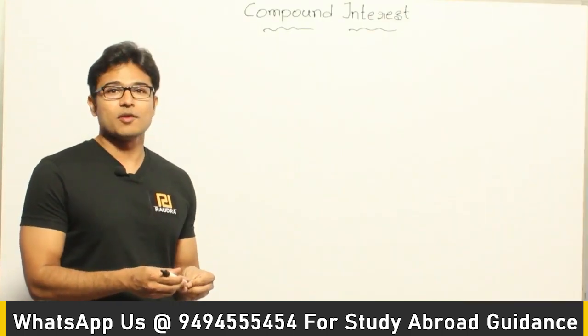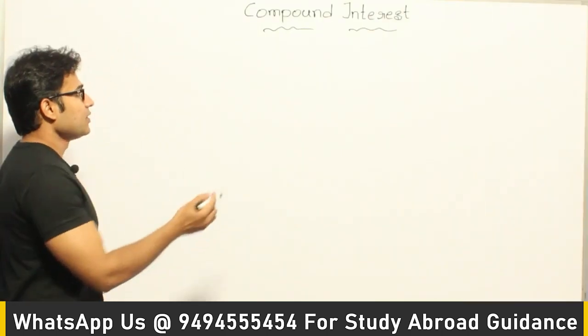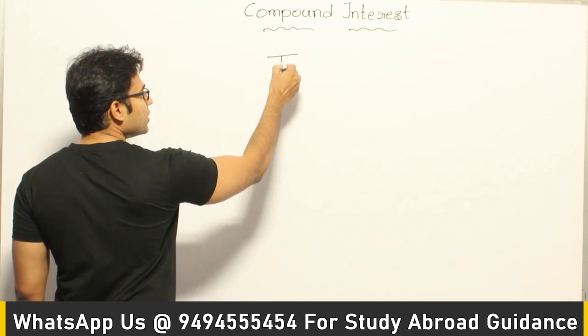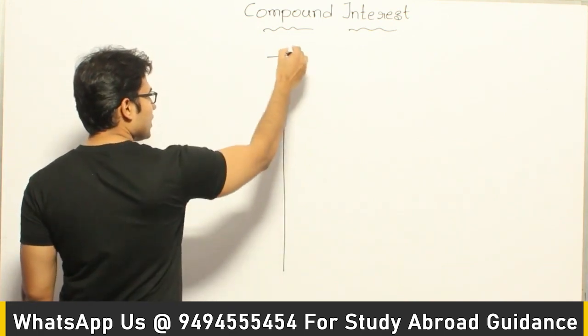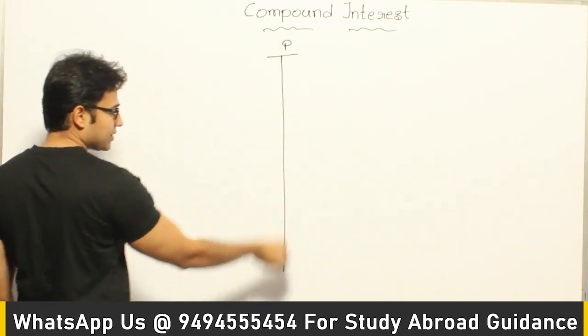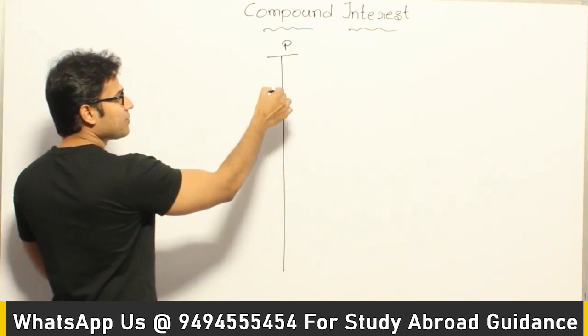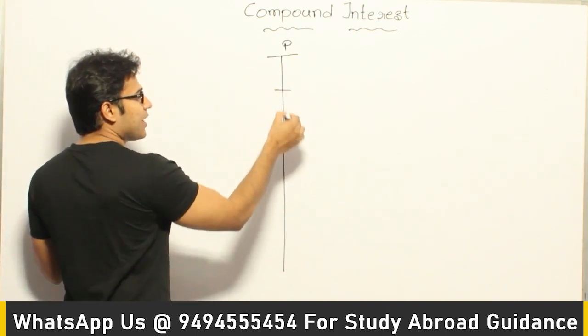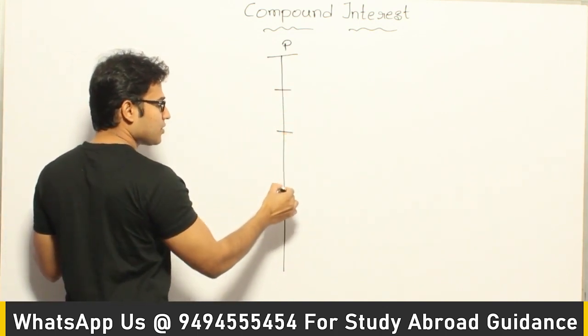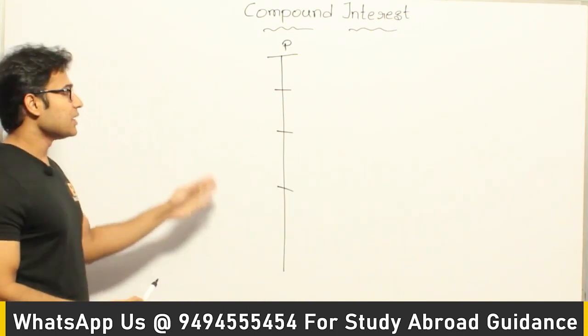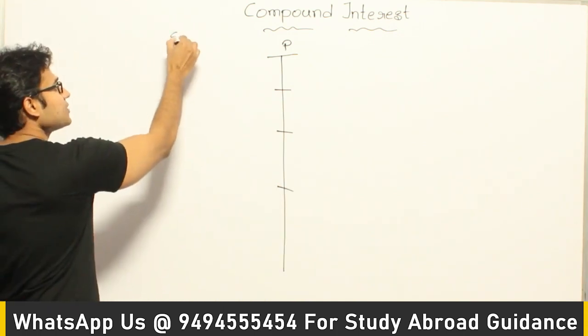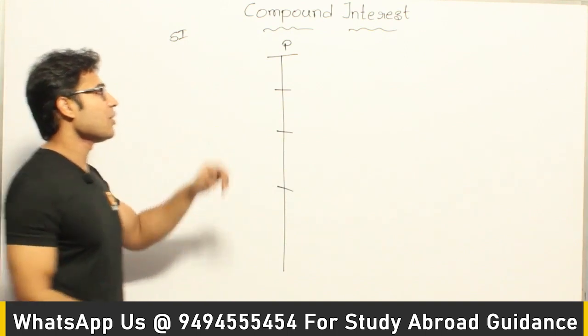Now let's try to derive the formula for compound interest. Assume that you have invested an amount of P, which means that is the principal amount. Now assume that this is the timeline. We shall see what happens after 1 year, after 2 years, and after 3 years for the amount in case of, let's say, simple interest, and in case of, let's say, compound interest.